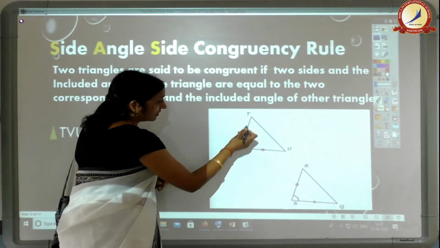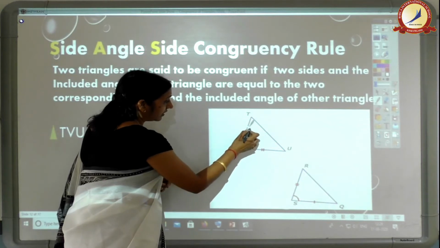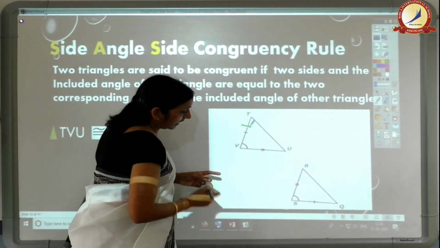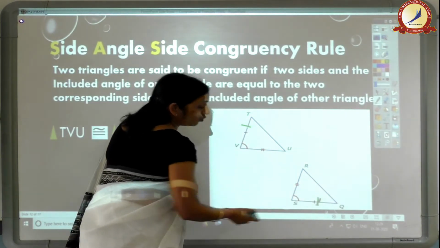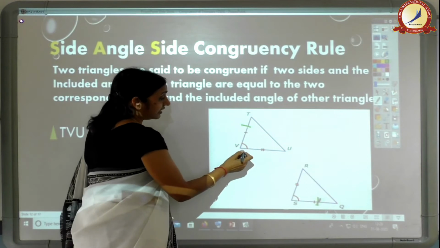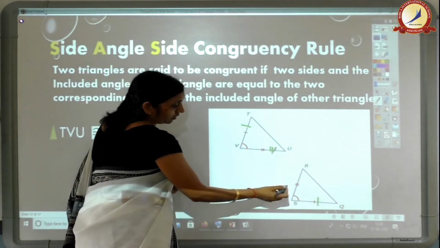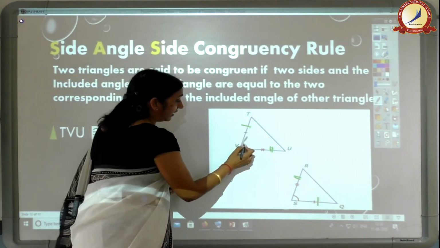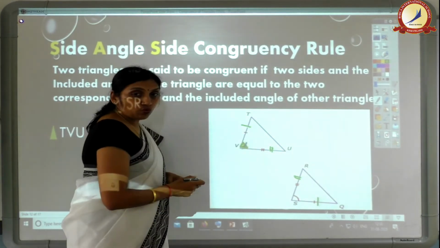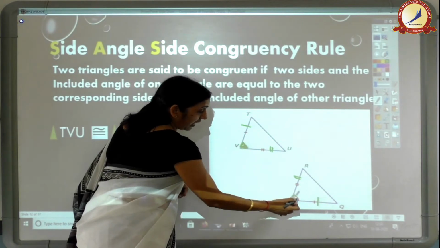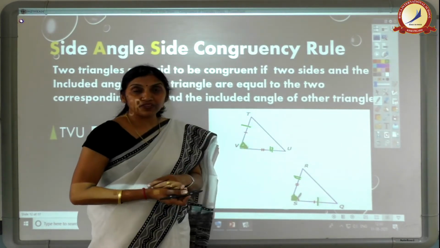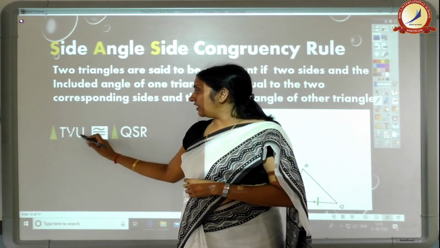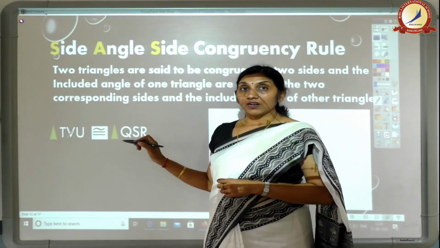You observe the side TV. The side TV is equal to the side QS. Similarly, side UV is equal to the side RS, and angle TVU is equal to the angle RSQ. Hence, I can say that these two triangles are congruent. TVU is congruent to QSR.